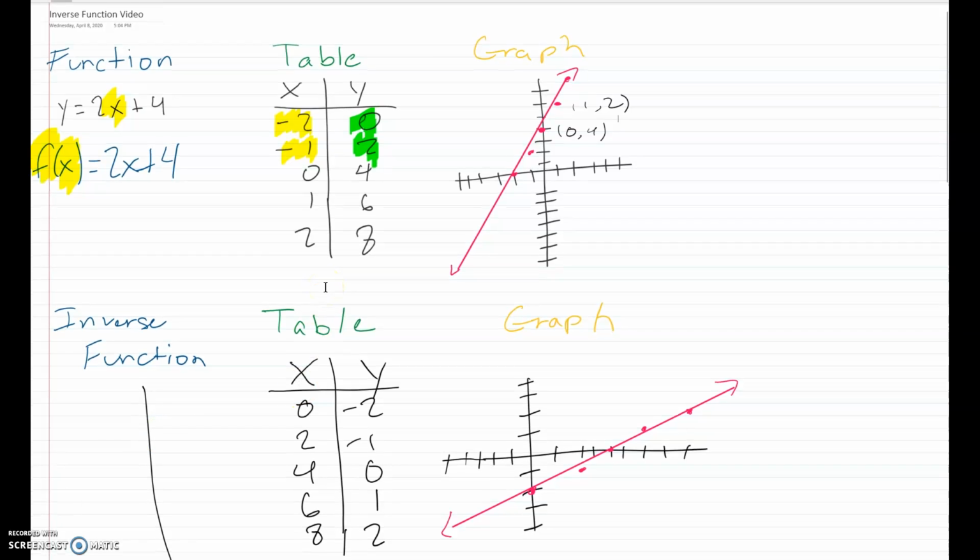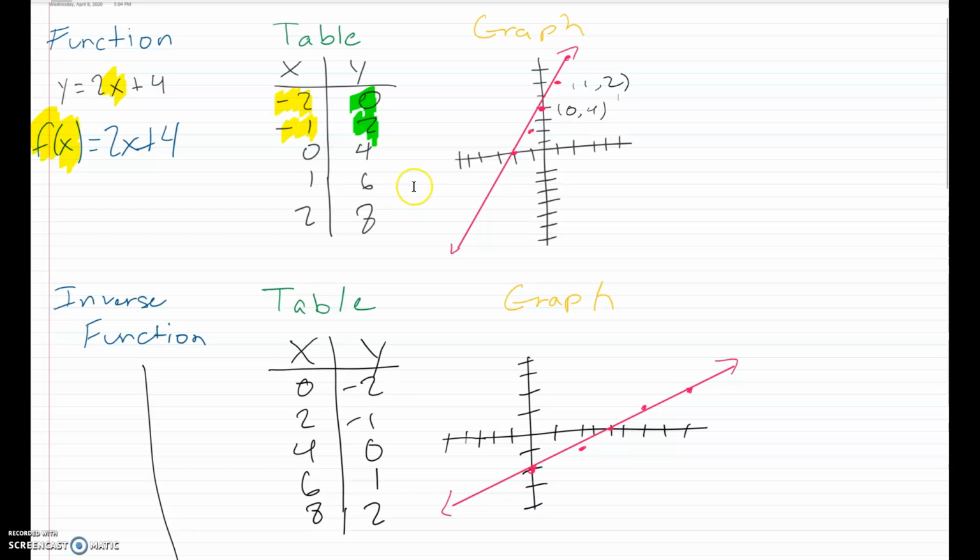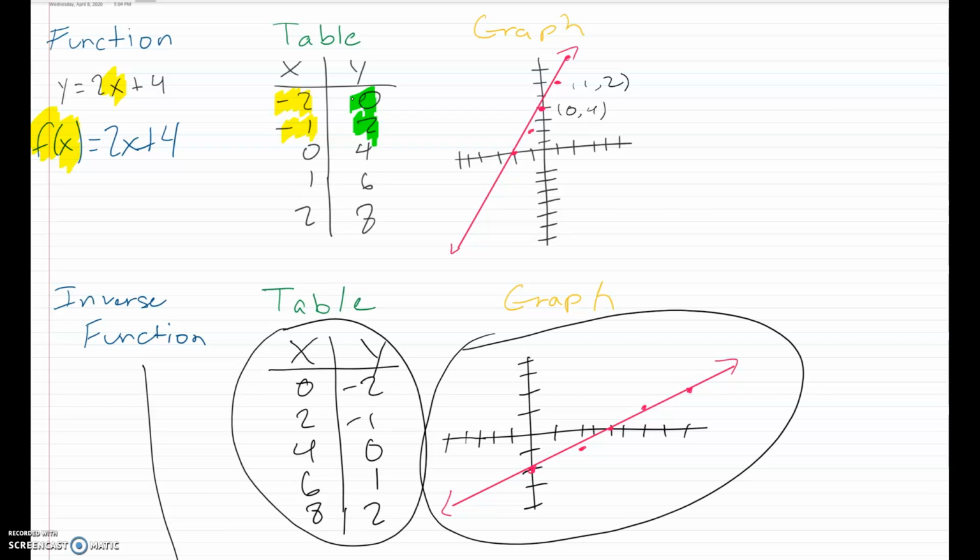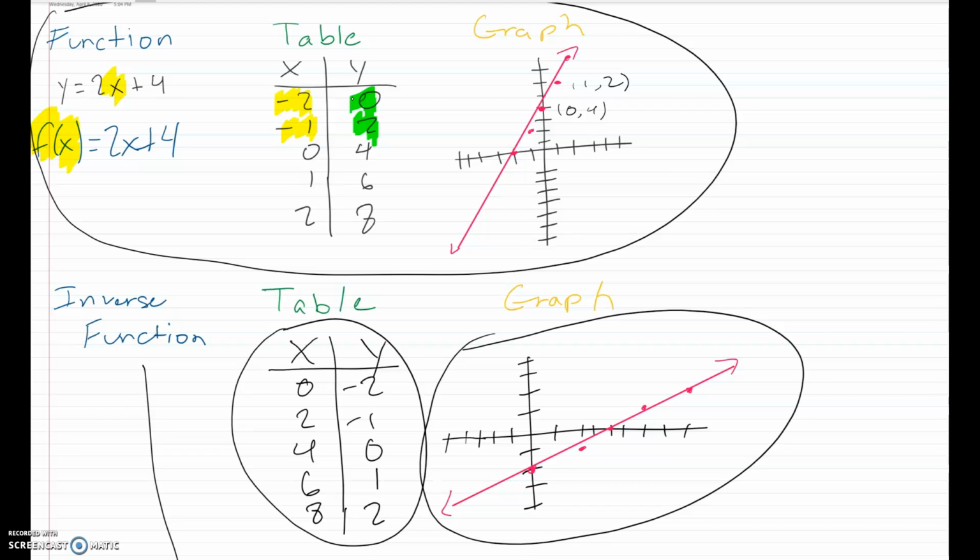So I really recommend for you to pause the video and compare these tables. I'm going to tell you that this table right here and this graph right here represent the inverse of our function above. The table and graph below represent the inverse of the function above. So I ask you to pause the video. What do you notice about the two tables and the two graphs? What are some things that you notice? Take your time, pause the video, think it through.